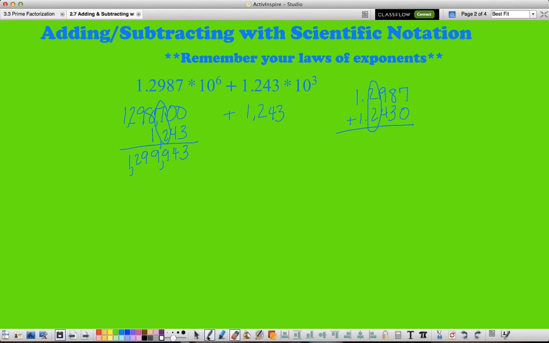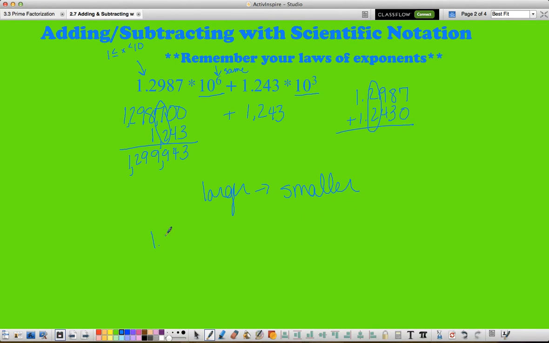The reason being is our powers of 10. Right now, we've made these first numbers into a number that's between 1 and 10, so it's greater than or equal to 1, but less than 10. Okay, so what we need to do is turn it into two numbers that have the same exponent. So what we do is we take the larger exponent and turn it into the smaller exponent.